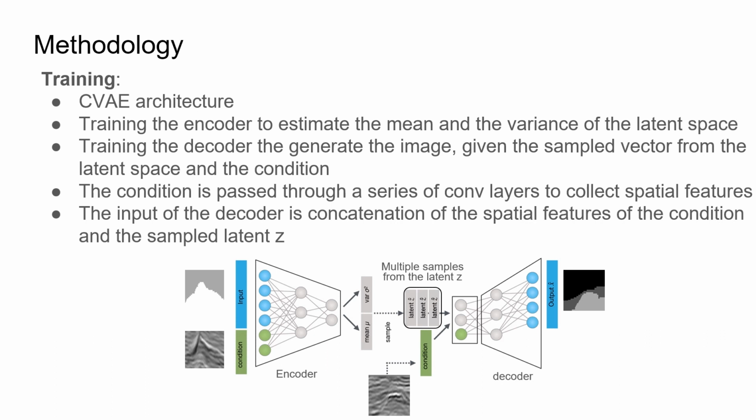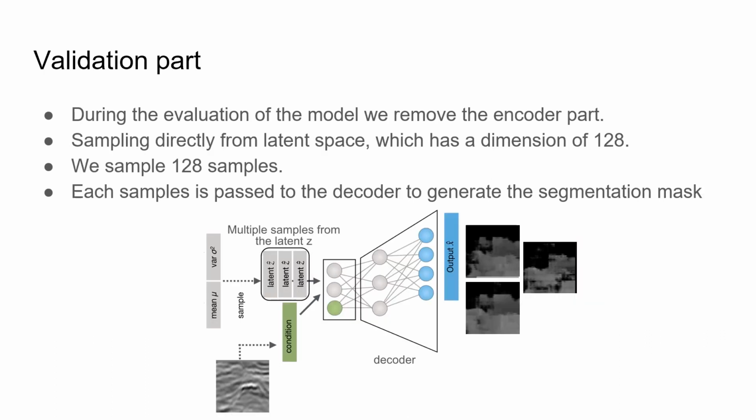The condition here, as we can see at the bottom of the figure, is a seismic image which will pass through some convolution layers to obtain spatial information, and after that it will be concatenated with the latent vector. The output of this concatenation will pass through the decoder, and the decoder will generate the masks for this condition. The dimensions of this condition and the latent space are carefully chosen in order to equally contribute to the decoder output. During the inference phase, we remove the encoder part and we sample directly from the latent space.